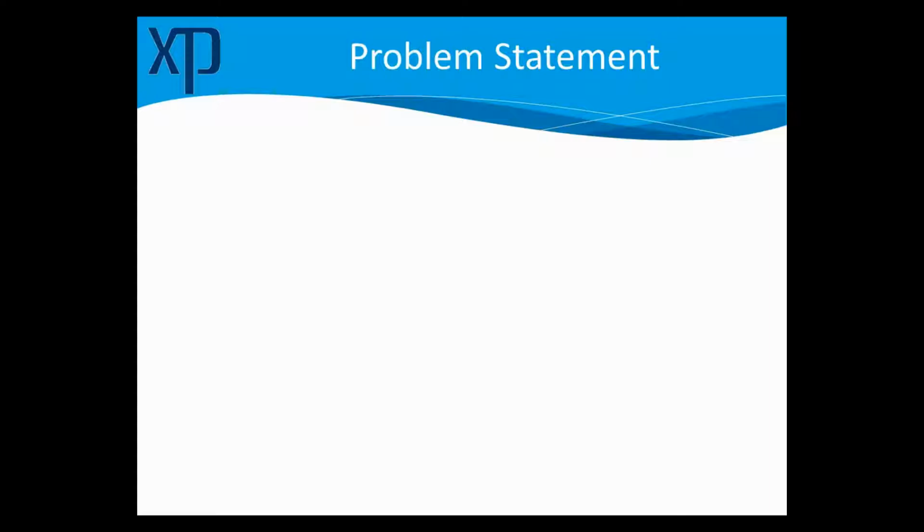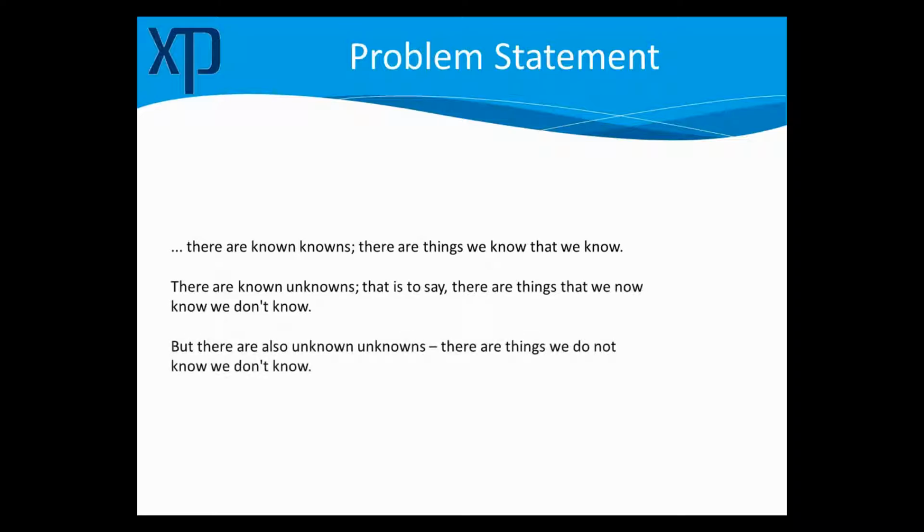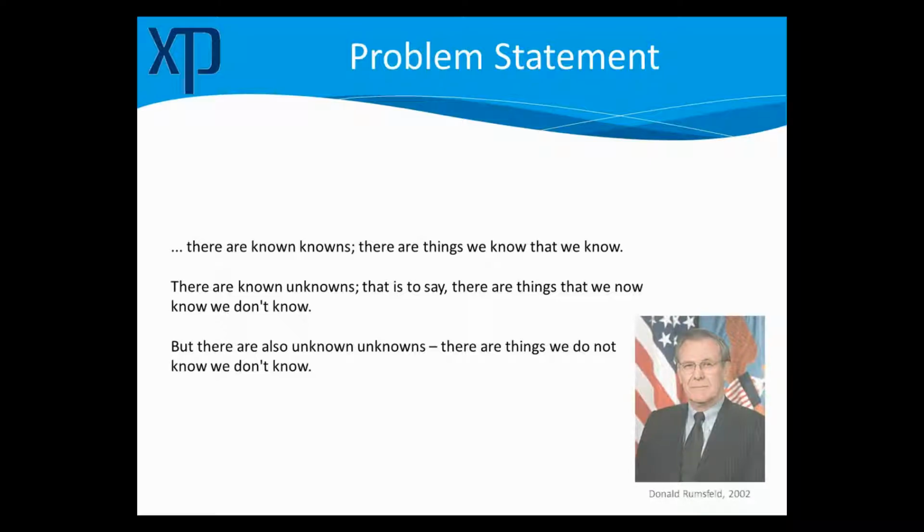Before I do that, I'd like to use a quote that I've used quite frequently over the last 10 years, and it goes a little something like this. There are known knowns. There are things we know that we know. There are known unknowns. That is to say, there are things that we know that we don't know. But there are also unknown unknowns. There are things we don't know that we don't know. You may or may not have heard that quote before. That's from Donald Rumsfeld in 2002.